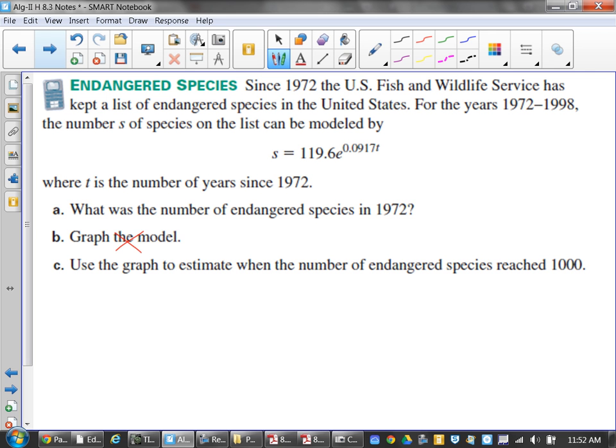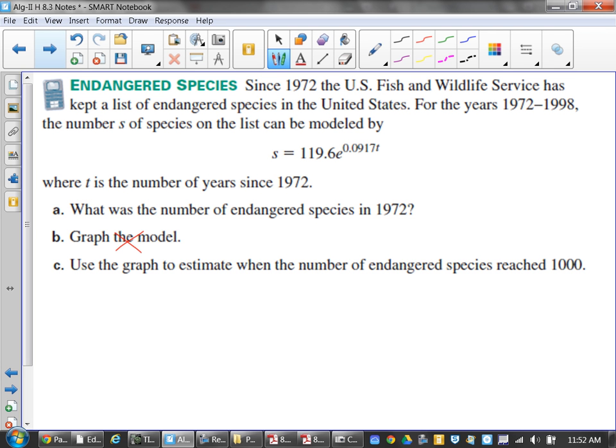So it's 119.6. Now they're talking about species. Can you have 0.6 of a species? No, so we'll say there's about 120 endangered animals. Does that make sense? Okay. Now, since that is your year 0, every year after that is just adding your T value.